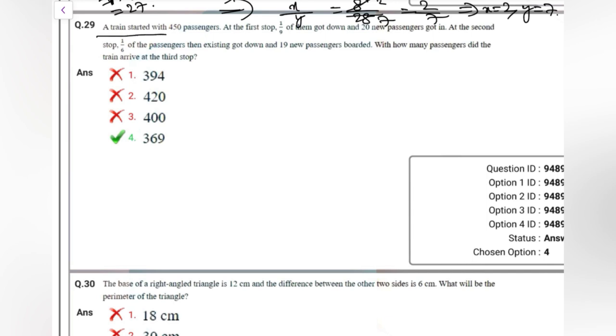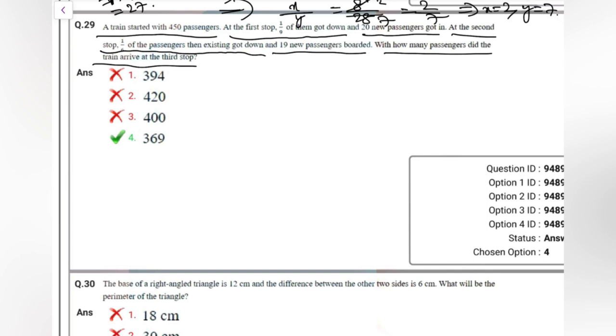A train started with 450 passengers. At the first stop, 1 by 9 of them got down and 20 new passengers got in. At the second stop, 1/6 of the passengers then existing got down and 19 new passengers boarded. With how many passengers did the train arrive at the third stop?